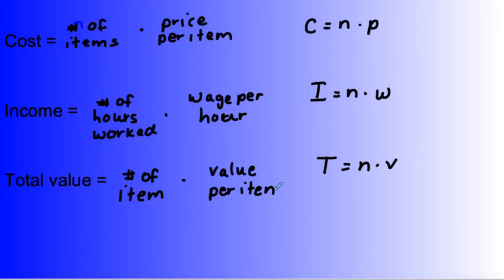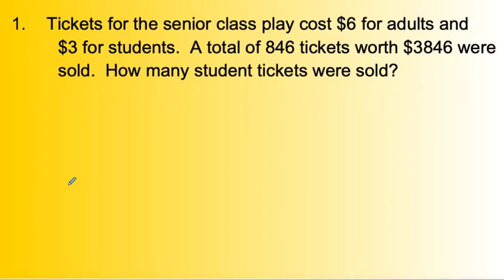Now I want you to really think about these. These are all formulas where I'm multiplying two things. They're very similar to finding the area, the length times the width. So we're just multiplying. We may need these for this next piece of the puzzle. Today we're going to look at how to write an equation using cost, income, and value, and also using a total number.